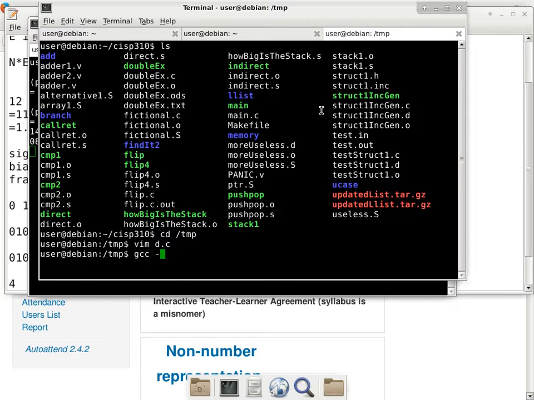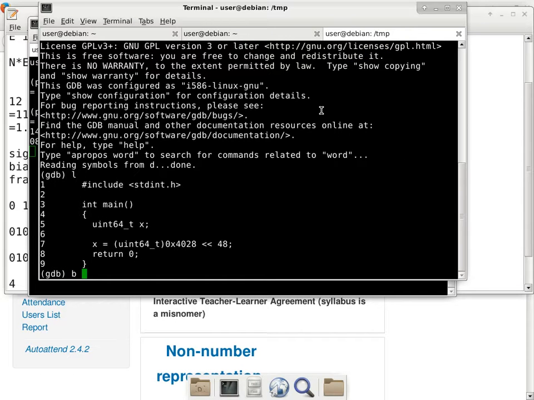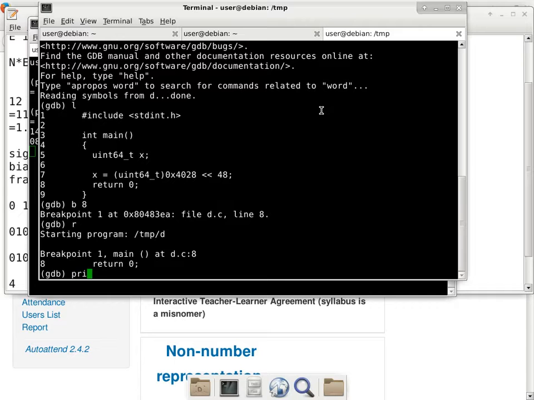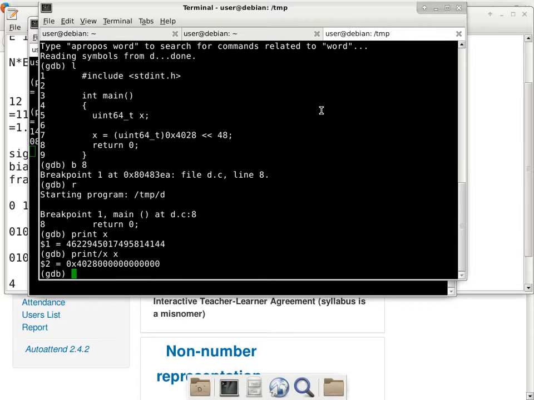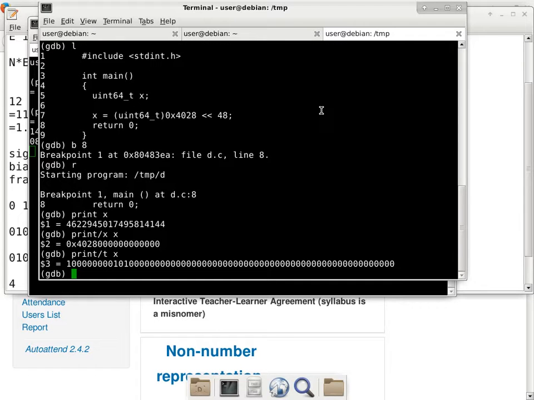So GCC, I'm going to shortcut here because it only has one single source file, so I'll specify the executable on the same line. Put a breakpoint on line 8, run the program, and if you print x all by itself, it is an integer. In fact, it's a huge integer. Okay, if you print it in hexadecimal, you should see the number that we were talking about, 4028 followed by 12 zeros. But these are all in hexadecimal. On the other hand, if you want to look at it as a binary number, because you need to chop it into tiny little pieces, /t will give you the binary number.